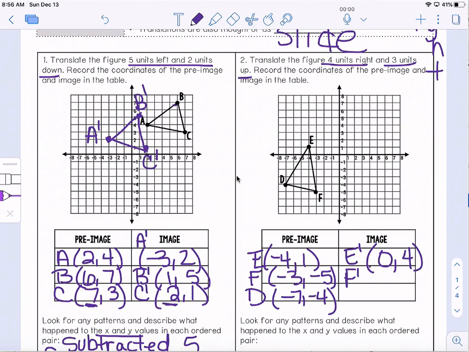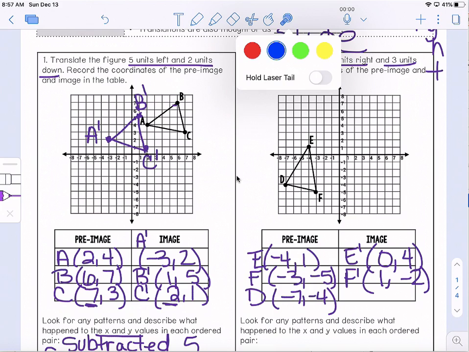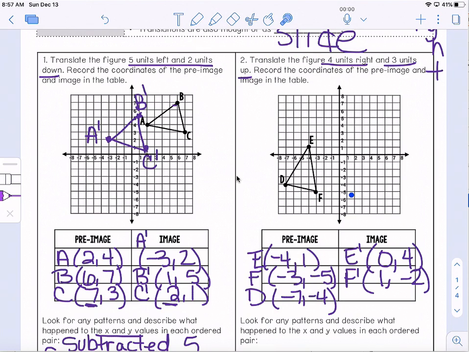F prime, we're going to do the same thing. We're going to add 4 to -3, so we would be at 1. And then if you add 3 to -5, you're going to be at -2. So F prime would be at 1, -2. You went 1, 2, 3, 4, and then up 3, so you're at 1, -2 right here.